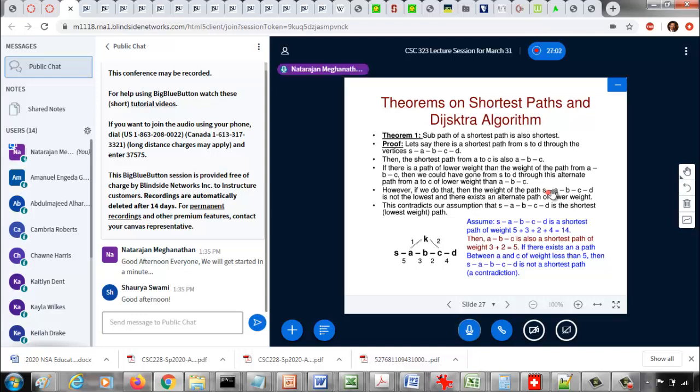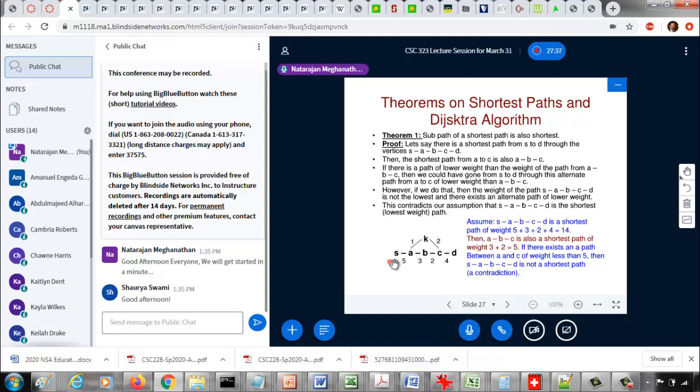What it means is, when you have, say, a path from S to D, and let us say this is the shortest path between S and D, and the weight is 5 plus 3 plus 2 plus 4, which is 14, the shortest path weight from S to D, and this is the actual path, S, A, B, C, D. Now given that S, A, B, C, D is a shortest path, every subpath of this shortest path is also a shortest path. That's the property.